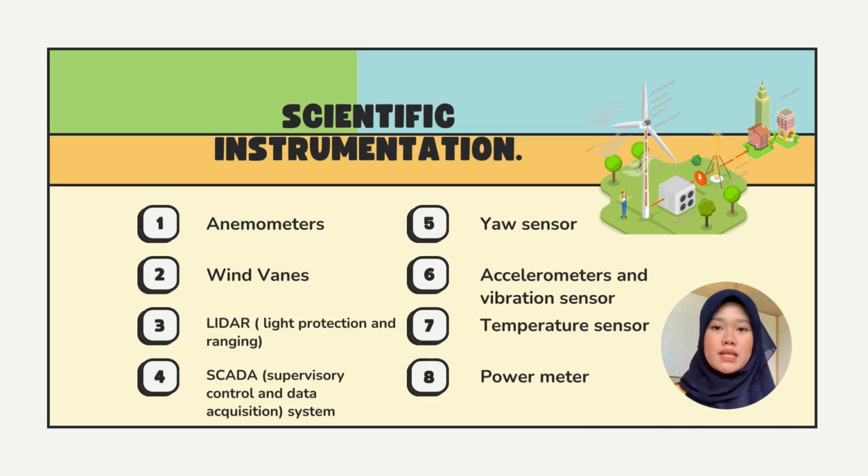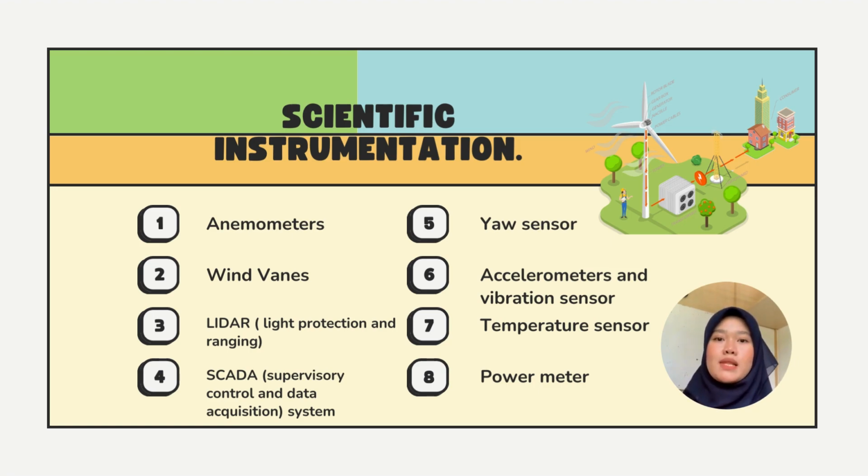The fourth item is SCADA, known as Supervisory Control and Data Acquisition System. The function of SCADA is to ensure efficient operation, diagnose faults, and optimize maintenance schedules. Next part is the yaw sensor. The yaw sensor detects the orientation of the turbine nacelle.